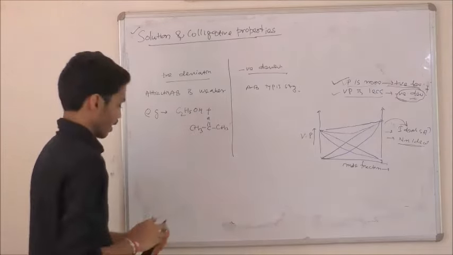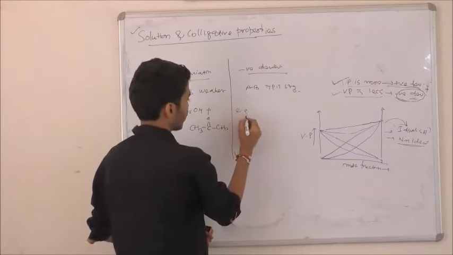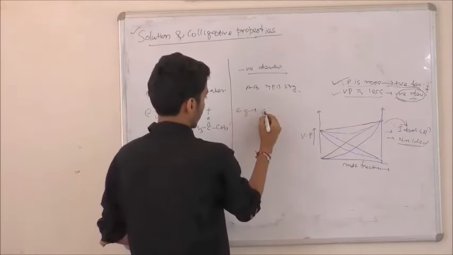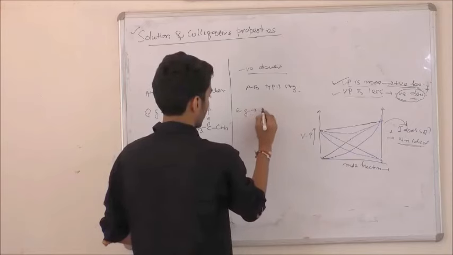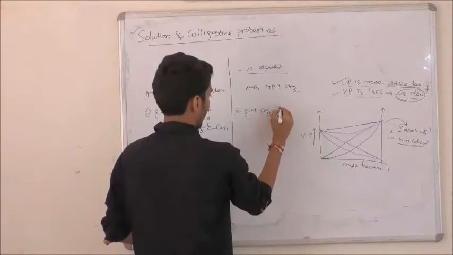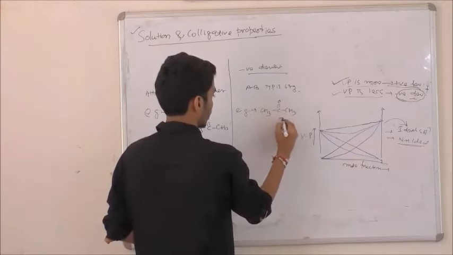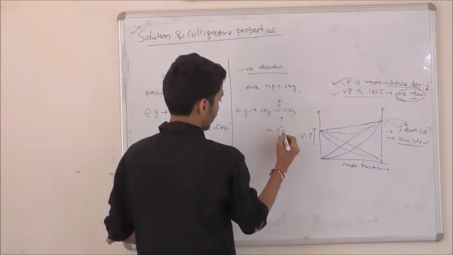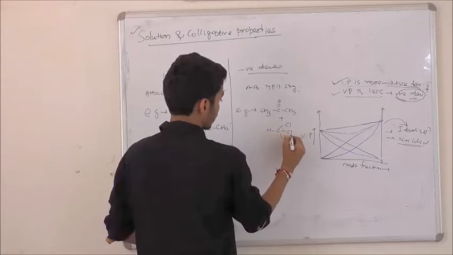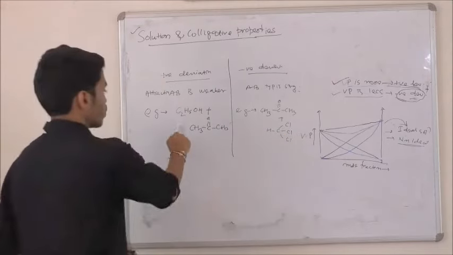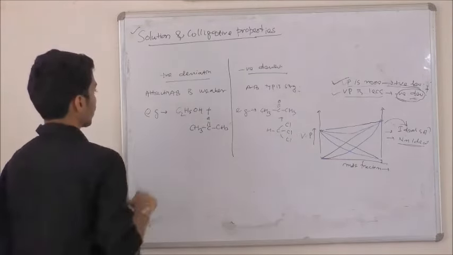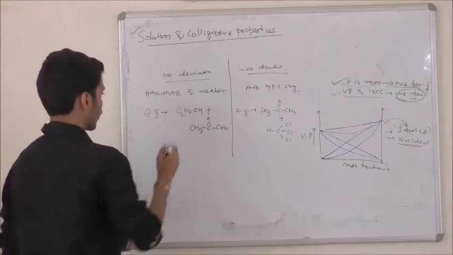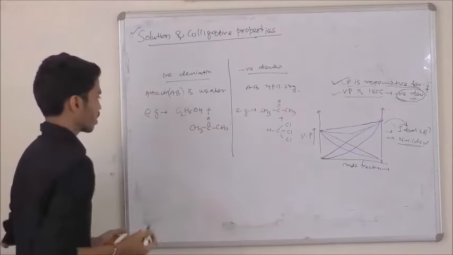Okay, and here the example will be acetone plus chloroform. What is chloroform? The formula of chloroform is CHCl3. Okay, so let's see here how the attraction of AB is weaker.